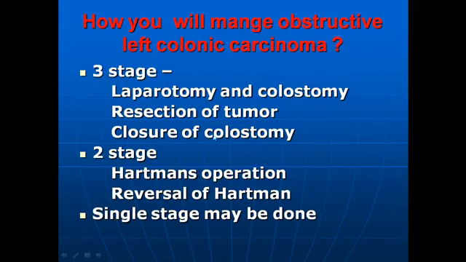Another option is the 2 stage procedure. Initially you do a laparotomy and a Hartmann operation, and then in the second stage, you do the reversal of the Hartmann operation. What is a Hartmann procedure or Hartmann operation? After laparotomy, you excise the tumor, do a colostomy with the proximal end, and the distal portion of the gut you make a stump and close it.